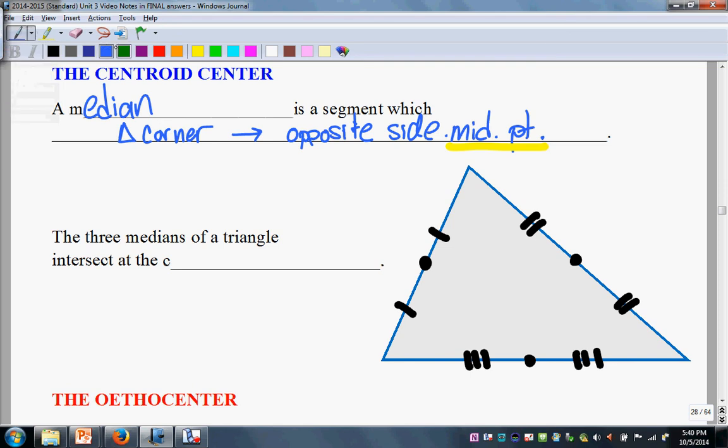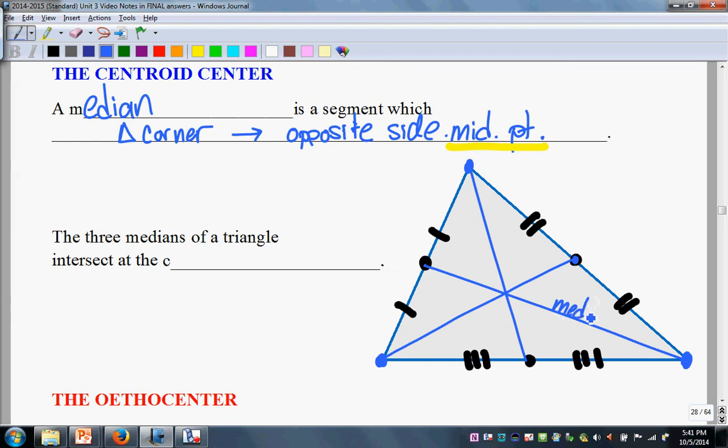Now we're going to draw three medians here. Ready? Darken corner, midpoint. That's one. Say it out loud as you draw it. Ready? Corner, line up your straight edge. Corner goes to the midpoint. Corner, line up your straight edge. Midpoint. Now you have three medians.